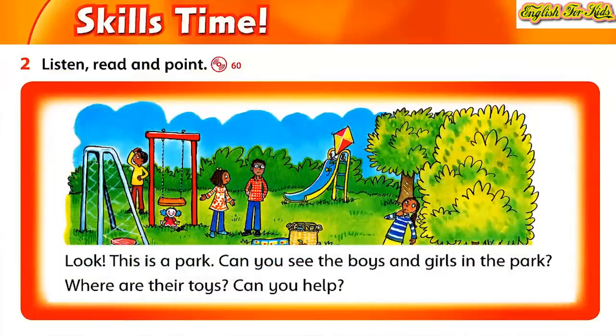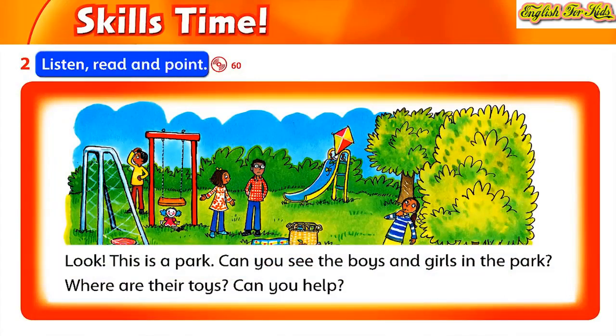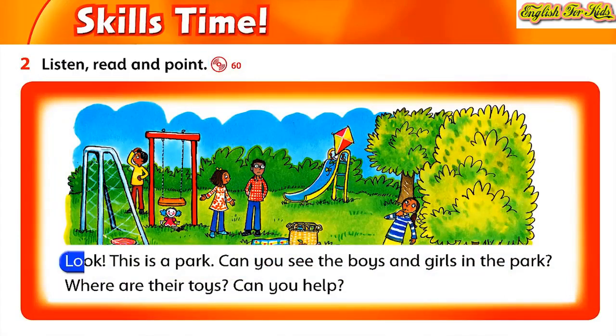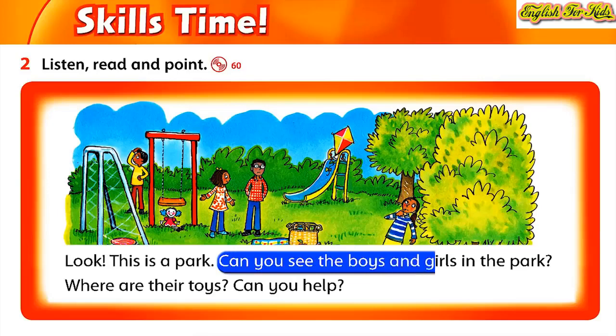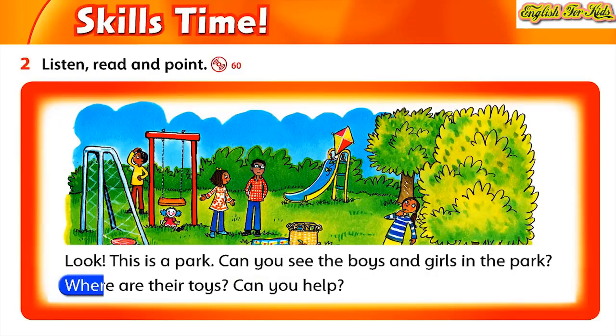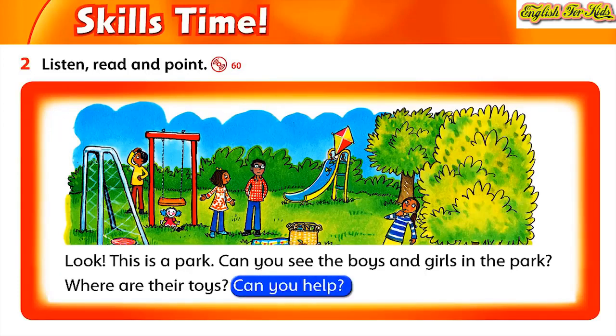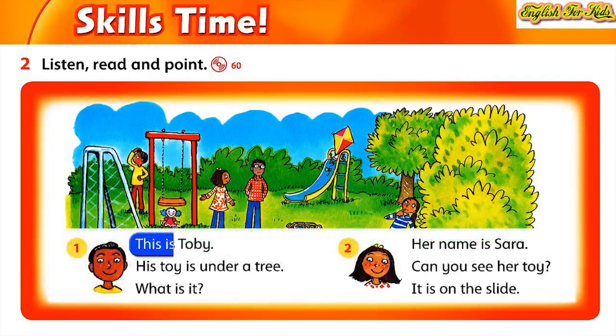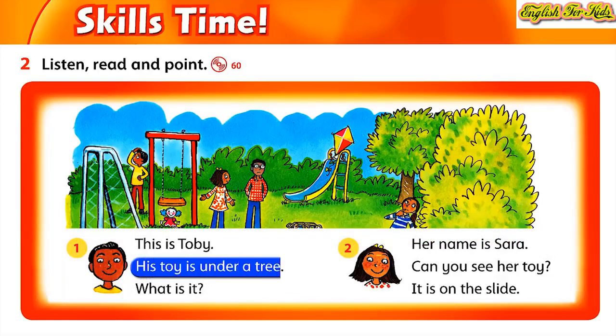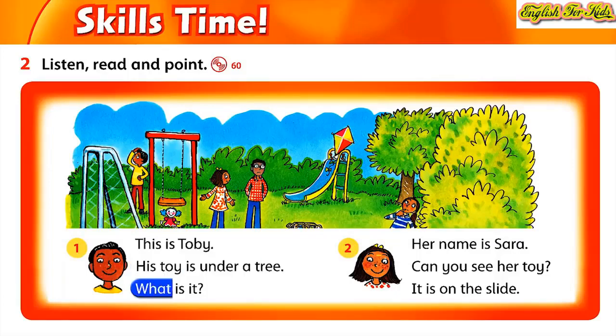Listening 60. Listen, read, and point. Look. This is a park. Can you see the boys and girls in the park? Where are their toys? Can you help? This is Toby. His toy is under a tree. What is it?